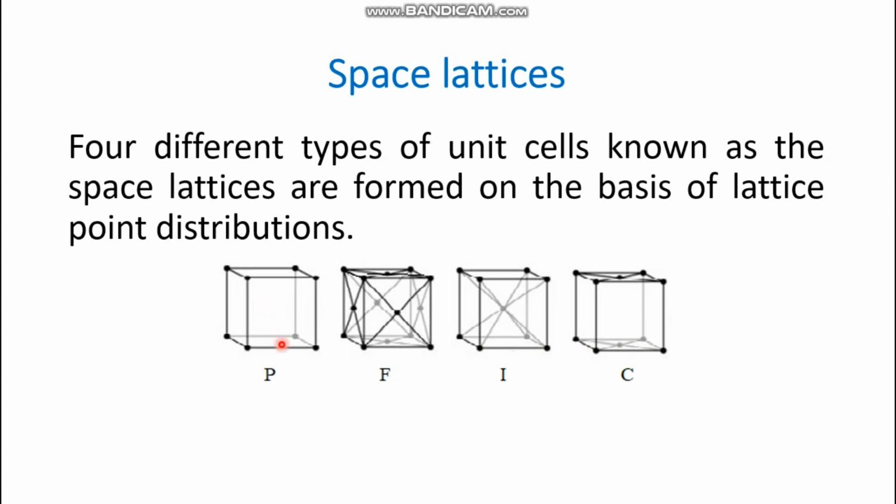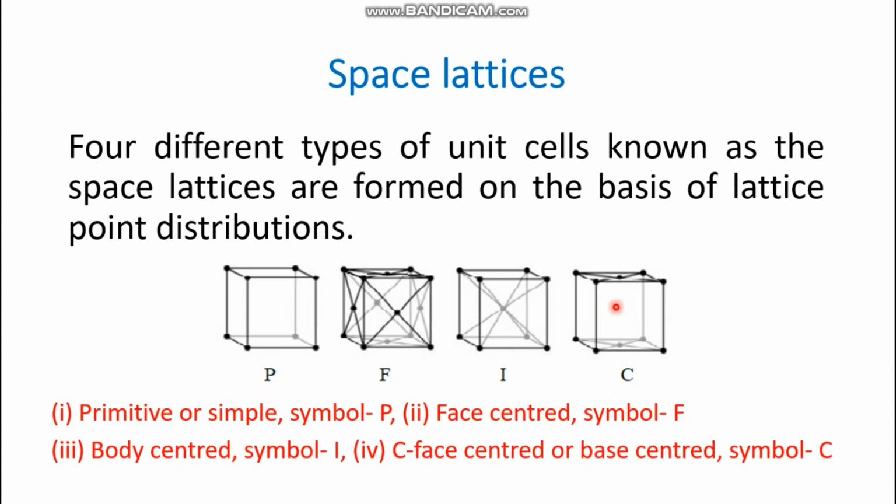Now this is made up of 8 lattice points. This is 14, this is 9, and this is 10 lattice points. But 1 out of 8 is inside the primitive space lattice. Here 4 are inside the face centered cubic space lattice. Here 2 are inside the body centered cubic space lattice, and here 2 are inside the base centered space lattice. So primitive has the symbol P, face centered has the symbol F, body centered has the symbol I, and base centered has the symbol C.